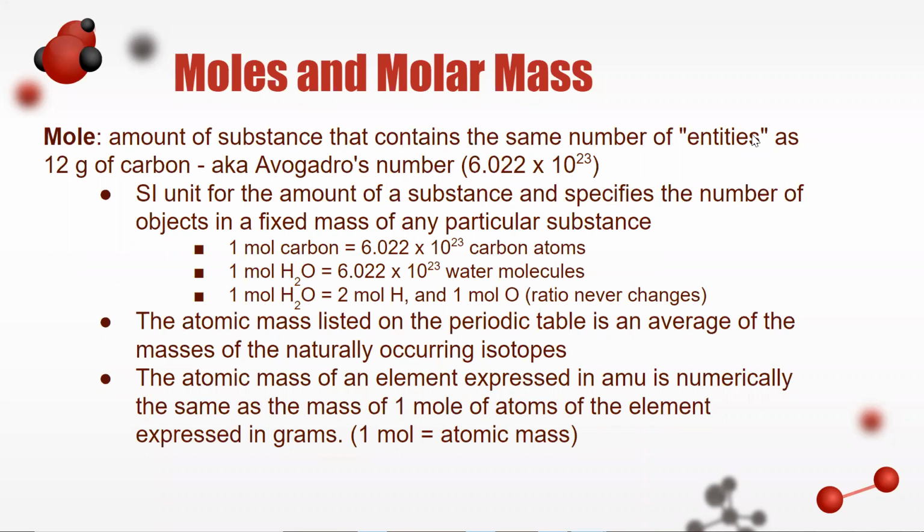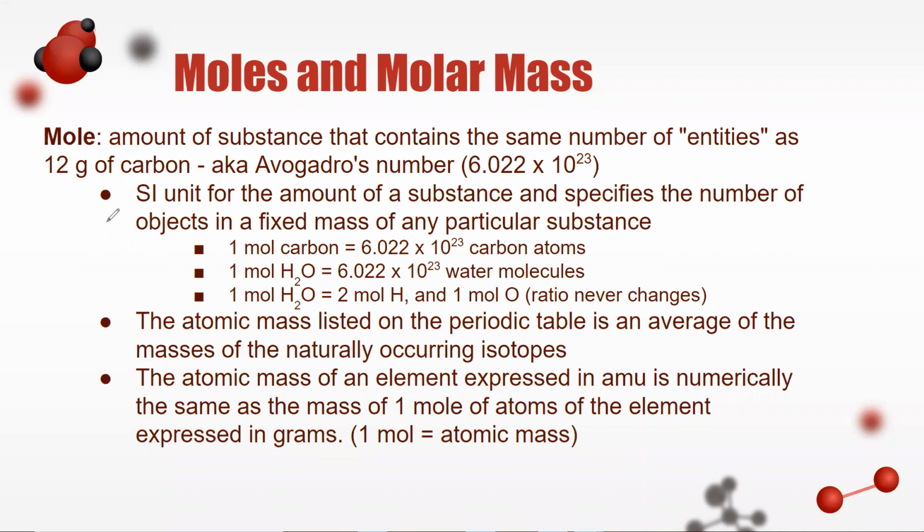So today we're going to be talking about moles, molar mass, and then empirical molecular formula. So starting out with moles, that's something that you should already know. 1 mole is the amount of a substance that contains the same number of entities as 12 grams of carbon, aka it's Avogadro's number. You took chemistry last year or the year before that, you use this number a lot, or you use molar mass a lot.